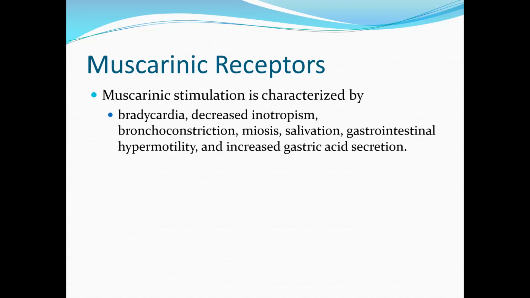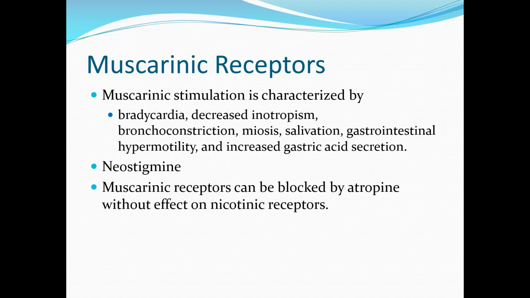Now, when we stimulate the muscarinic receptors, the signs you see are bradycardia, decreased inotropism, bronchoconstriction, miosis, salivation, GI hypermotility, and increased gastric acid secretion. So, lots of effects. This is what neostigmine does. The way neostigmine works is it interferes with the breakdown of acetylcholine, so it indirectly stimulates both the nicotinic and muscarinic receptors.